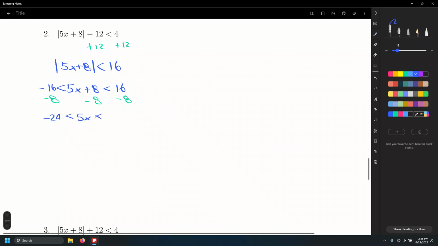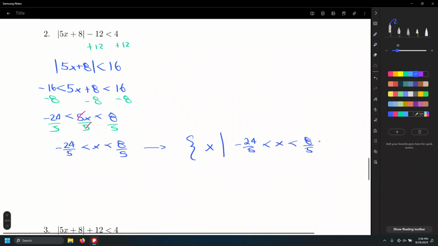Is that 4? No, it's 8 actually. And then divide both sides by 5. And that's pretty much it. There's not much else to do. Negative 24 fifths less than x less than 8 fifths. And then from here, let's use this inequality to write a set builder notation for this. That is x such that negative 24 over 5 less than x less than 8 fifths.